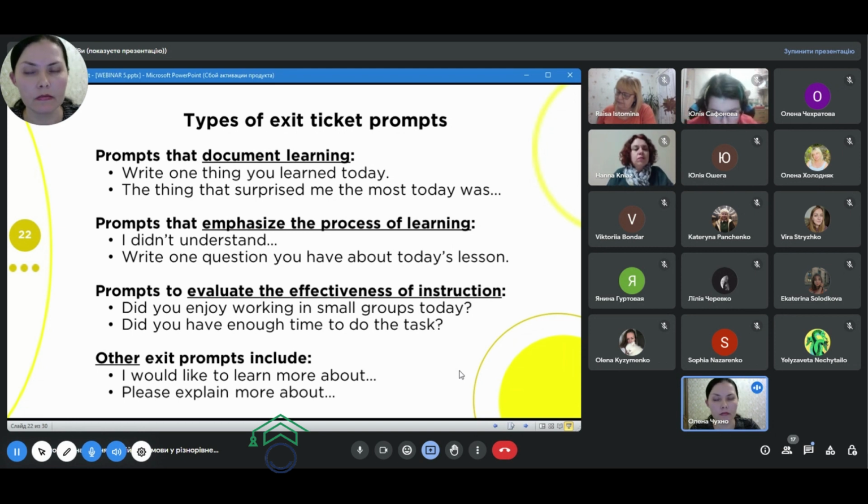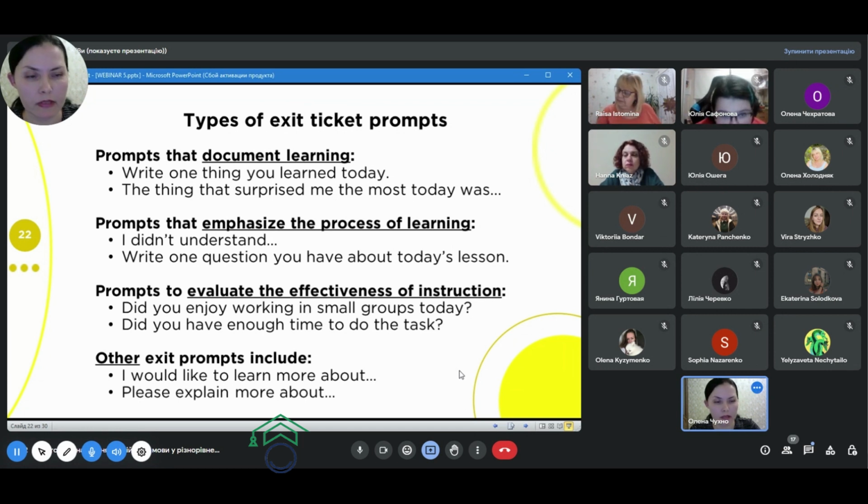You can ask them to complete the sentence that emphasizes the process of learning. For example, I didn't understand something, yeah? Or write one question you have about today's lesson. You can use prompts to evaluate the effectiveness of instruction. Like, did you enjoy working in small groups today? Did you have enough time to do the task? So actually, you ask for some feedback.